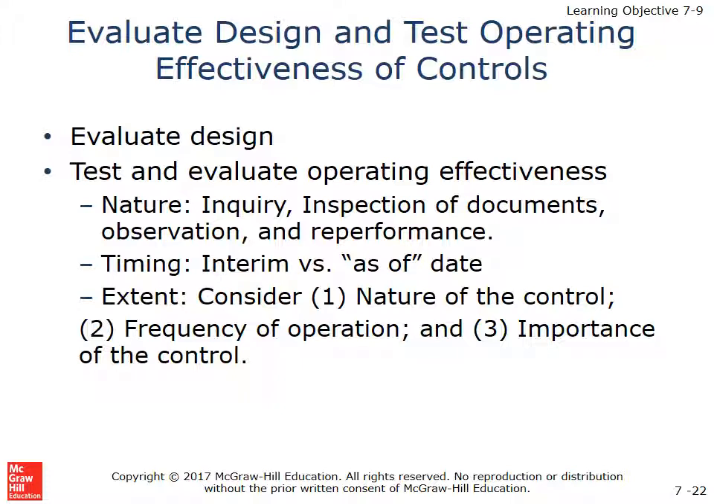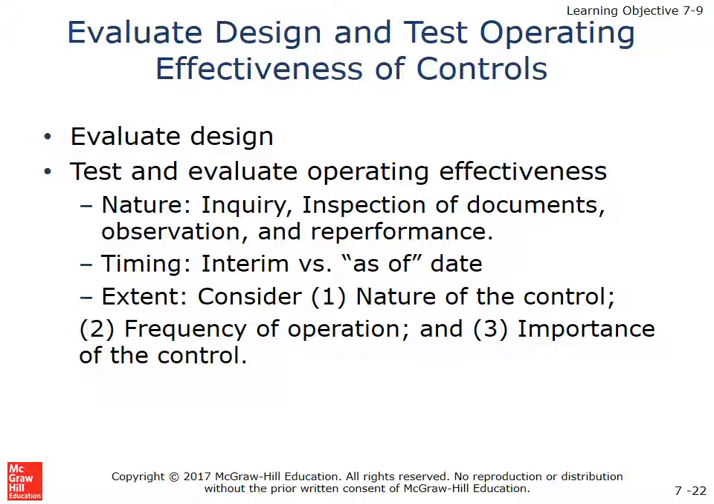Okay, but in the end, the type of control affects the nature of control testing. And I'm reading right out of the book on page 235. If you have a manual process versus an automated process, which can you trust more? And you'll test them differently. The timing. Do we do it at an interim date versus an as of date? And that depends on the nature of the item, again.